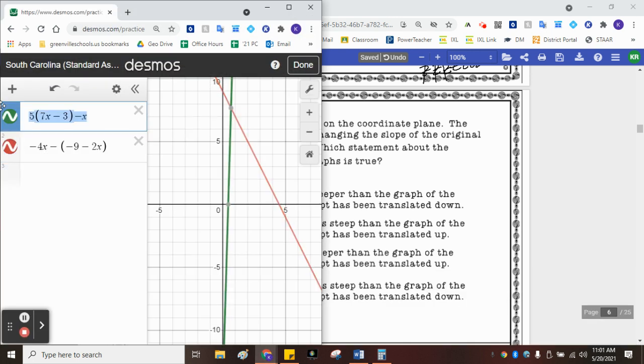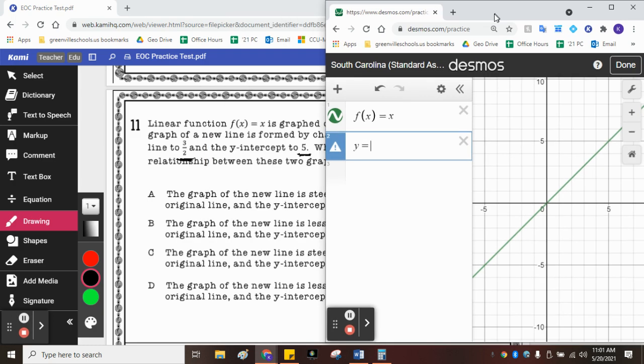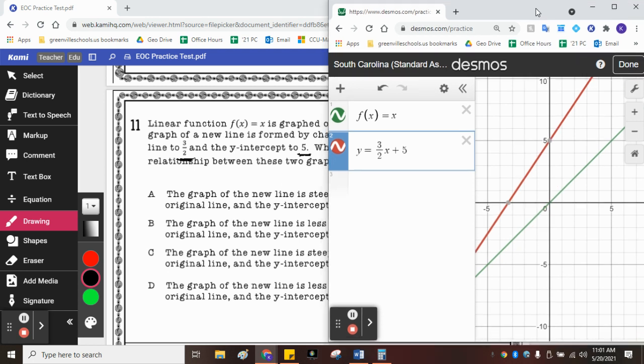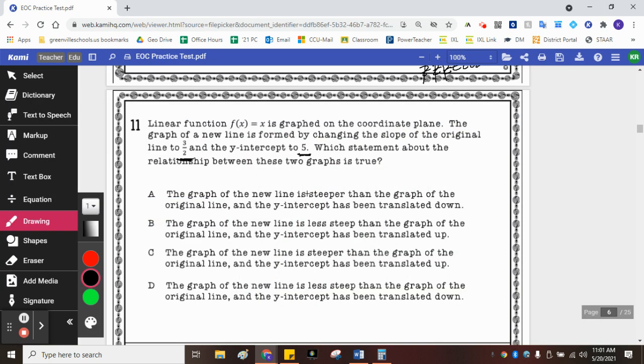Okay, so my first equation is f of x. The second equation, I changed the slope to 3/2 x, with the y-intercept of 5. So there's my green, my old graph, and my new graph in red. The options say the graph of the new line is steeper than the graph of the original line, and the y-intercept is translated down.